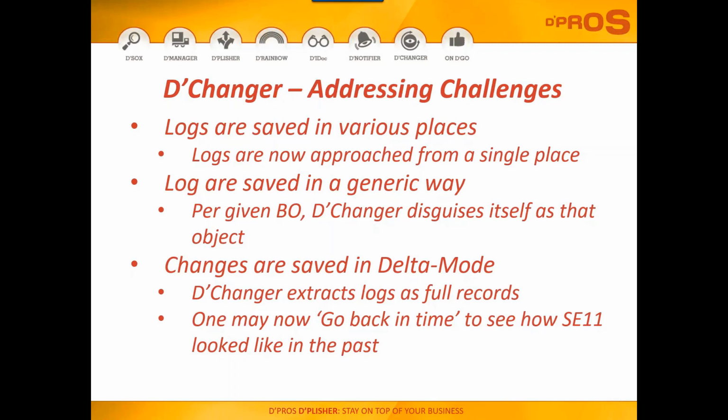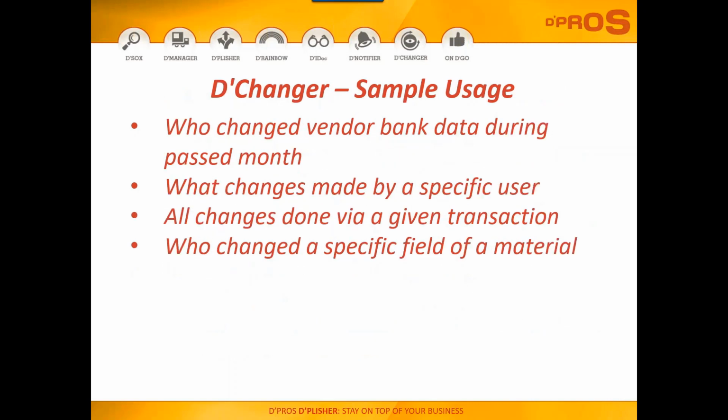So we take the current state, and using those records, we move back in time to have what we call SE11 in a specific juncture in time. This is very important, because if you want to see who is doing what, it's easy to see the whole picture. Sample usages of the changer are looking for specific bank data that will change for a specific vendor.